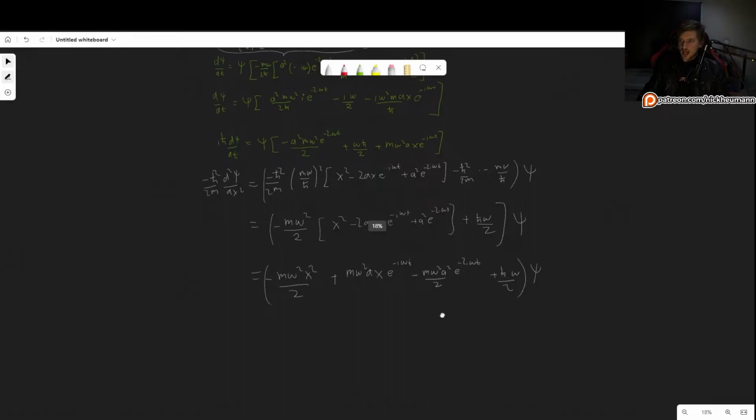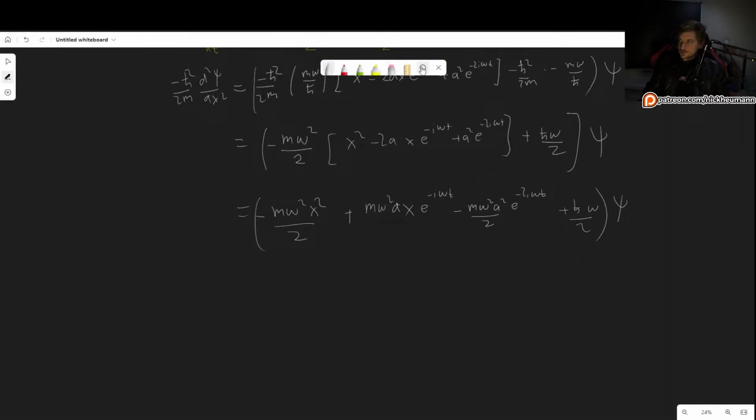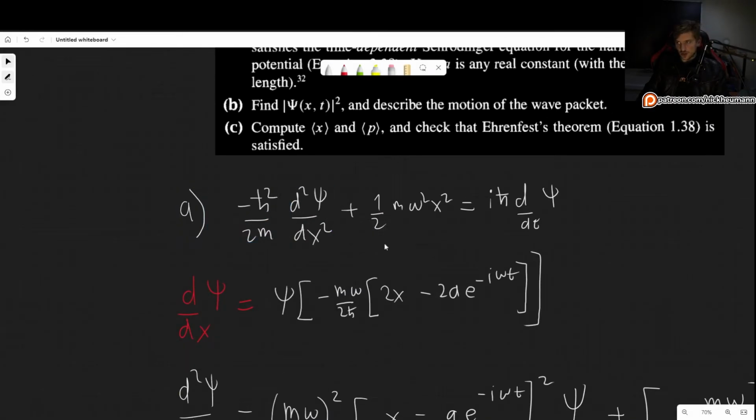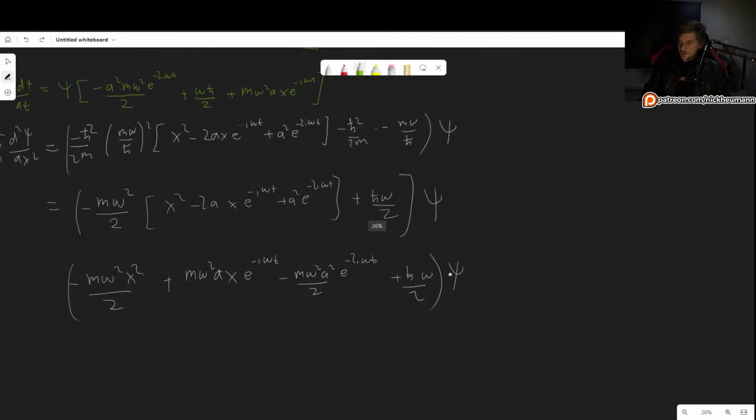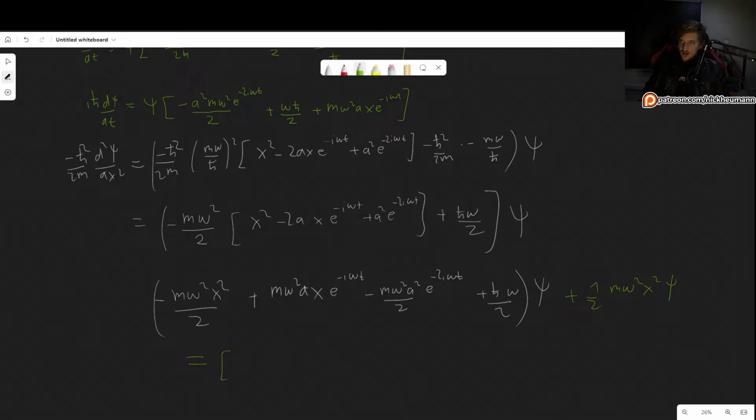Okay, so now what we need to do is plug everything into the Schrödinger equation, which is this part right here. I think I'm actually going to reuse this, because we need to plug in this part, which we just wrote, plus the potential times psi, of course. I forgot to write it before, but of course it's times psi, and then equal to i h bar times the time derivative, which is right here. So we got this plus 1/2 m omega squared x squared psi, and this has to be equal to what we have in green up there, which is minus a squared m omega squared e to the minus 2i omega t divided by 2 plus h bar omega over 2 plus m omega squared ax e to the minus i omega t times psi, of course.